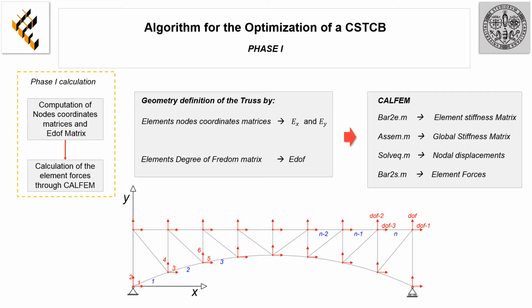But in order to perform these operations, the element nodes coordinates matrices and the element degree of freedom matrix need to be properly specified. In the picture, we can see the enumeration of the degrees of freedom considered to define the EDOF matrix.